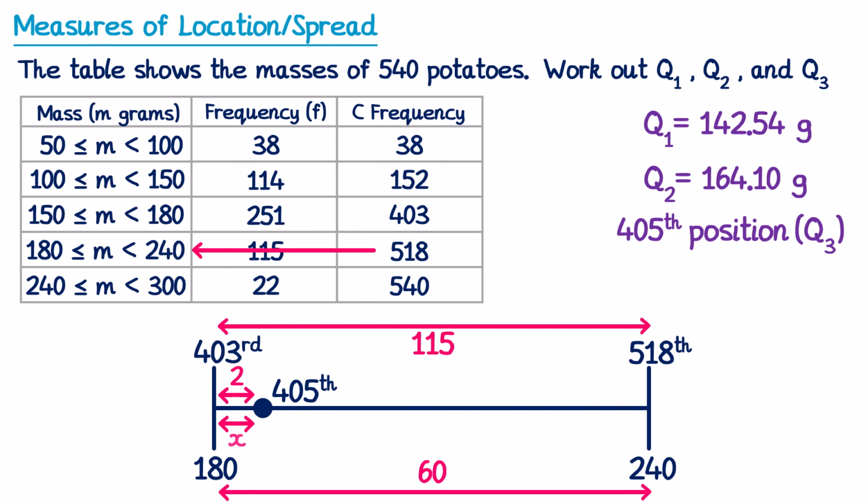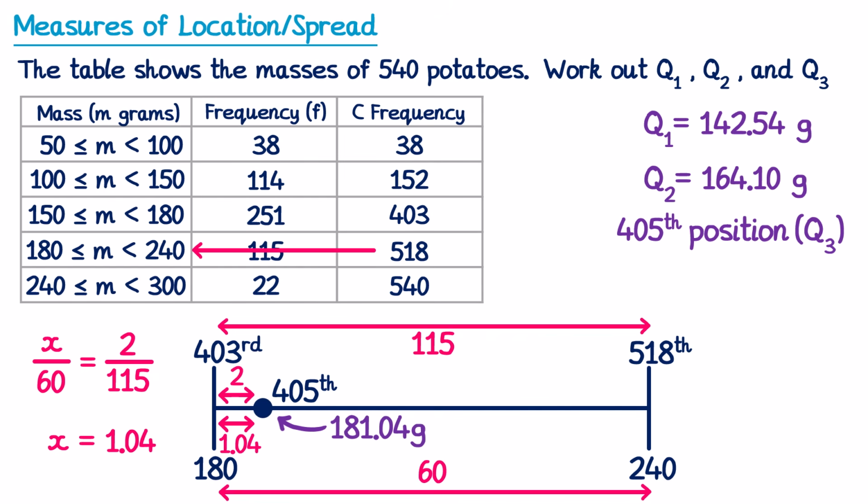Then we mark on x here. We then set up the equation, x over 60 is equal to 2 over 115. We multiply both sides by 60, and this gives x to be 1.04. So we can add this onto our diagram. Now to find this value here, we just add 1.04 to 180, which is 181.04. So that would be the estimate for the upper quartile. And that's the question complete.